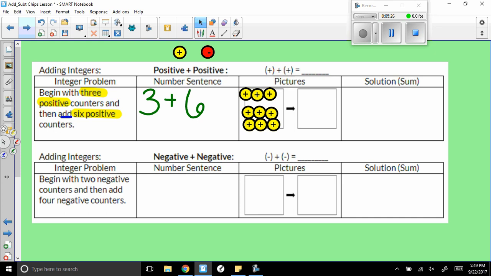Now I'm looking for those 0 pairs. Well, I don't have any negatives, so I can't circle anything. So they're all left over. Nobody gets to leave. I got to keep them all in my box.